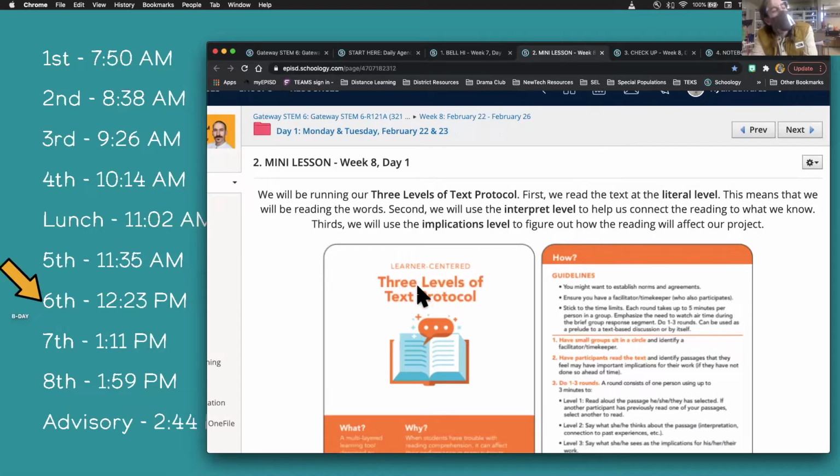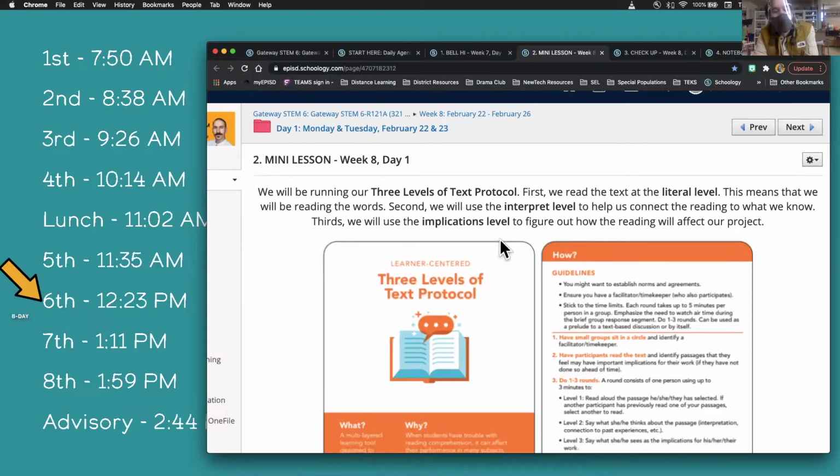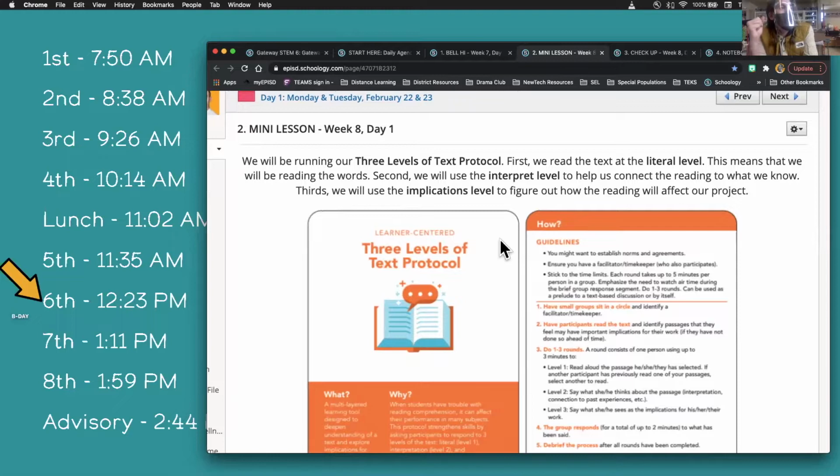Okay, so team, what we're going to do today is the 3 levels of text protocol. This is where we look at a piece of text and analyze it in 3 steps. The first level is the literal level. We're just going to read it and say one thing that we saw in the text, or one thing that we learned from the text. You're just recalling something from the text. That's level 1, literal level.